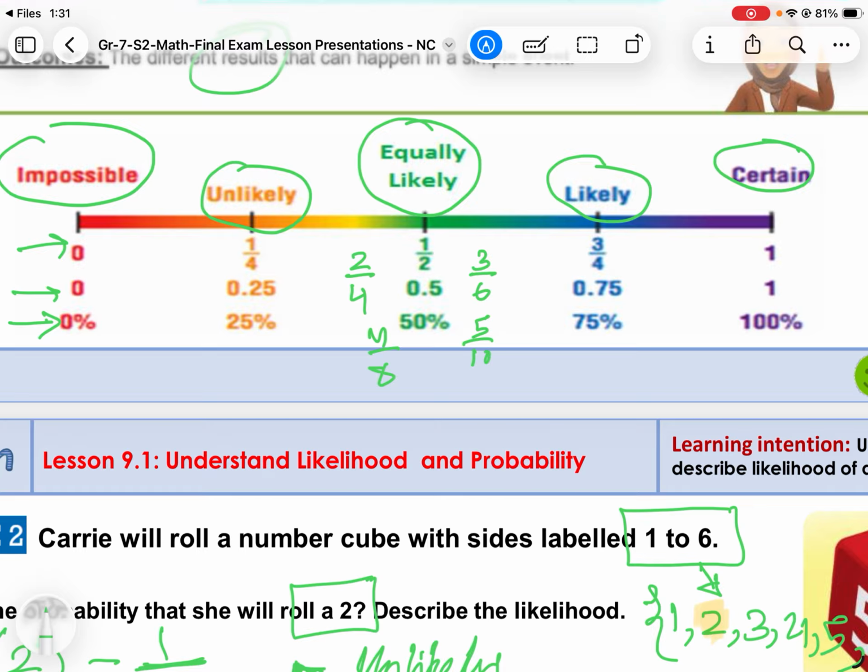If it's less than 2 out of 4 or 4 out of 8, it's going to be unlikely. 0 exactly, we know it. 0 and 1, they're easy: impossible and certain.